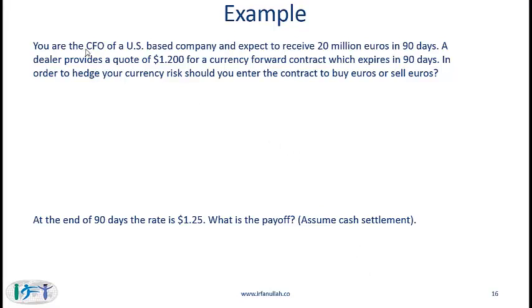Let's look at an example. You are the CFO of a US based company and you expect to receive 20 million euros in 90 days. Let's say that this money is coming from your European subsidiary.